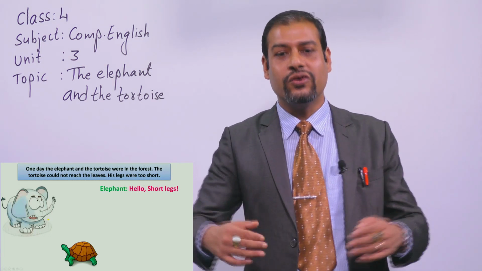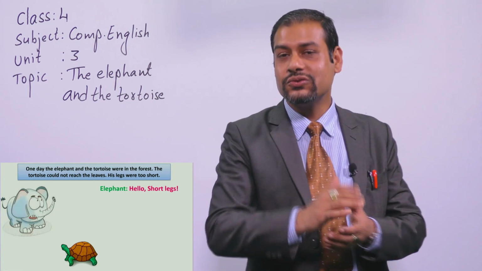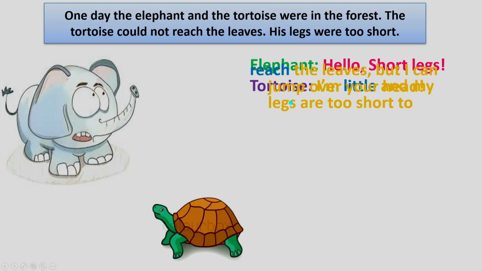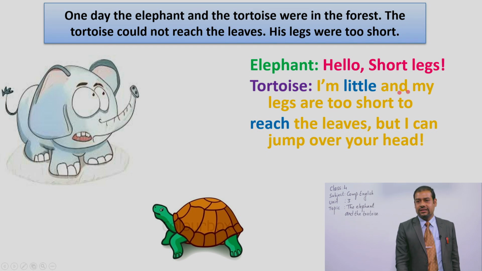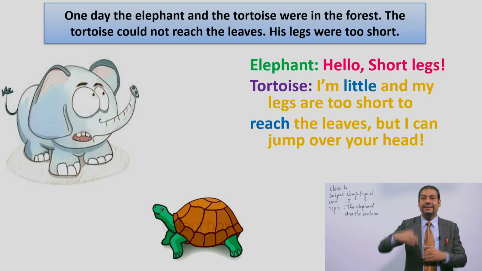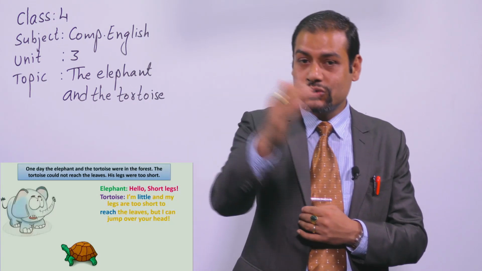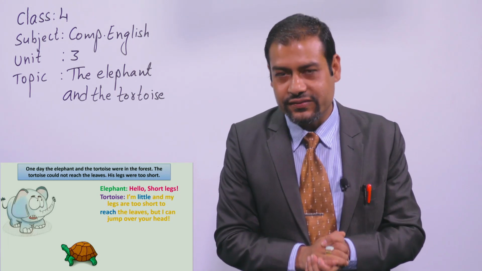And can you guess what this tortoise said to, let's say, the elephant? Now check your guess. See, tortoise said, I'm little and my legs are too short to reach the leaves, but I can jump over your head. Do you understand what it means? Yes, it means the tortoise accepts that it had short legs. Okay, it could not reach the leaves of the tree, but it said that it could jump over the elephant.